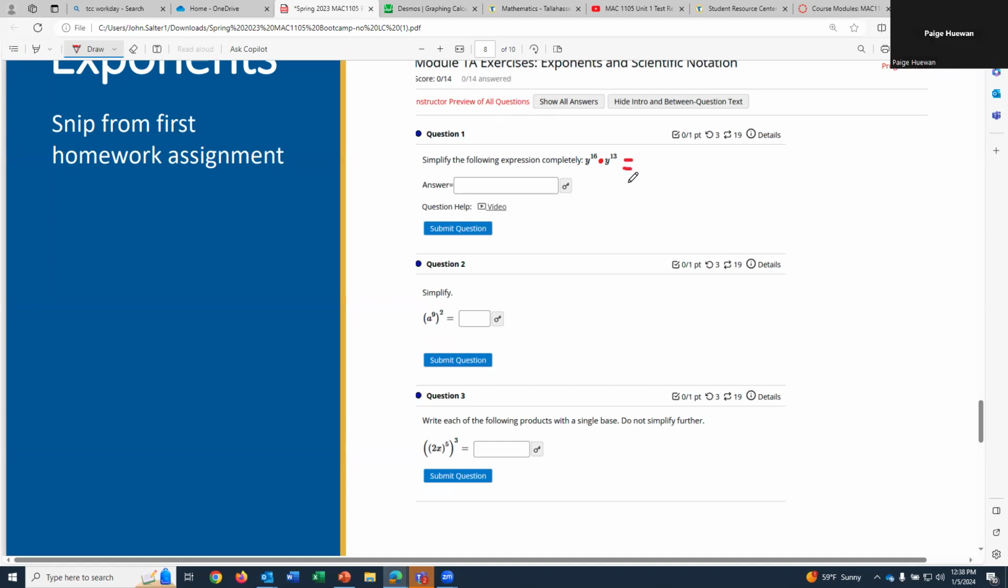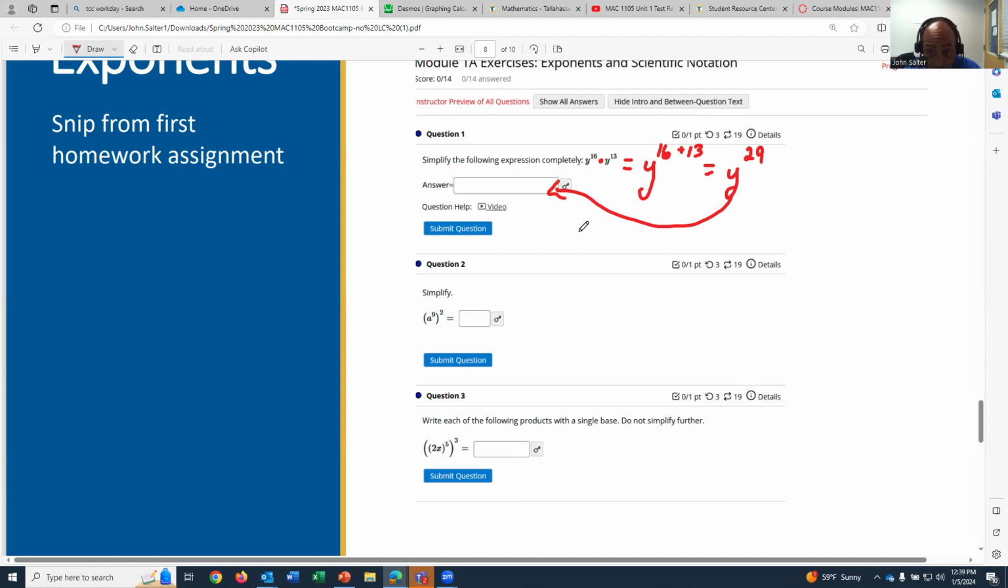Were you supposed to add them? Yes, I add them together. Excellent, excellent, excellent. So my base would stay the same, and I would add these two things. Can somebody else help me out and tell me what is 16 plus 13? 29. Excellent. And this is what I would put right in my box. Y to the 29th power. Done. Shout out to college math.